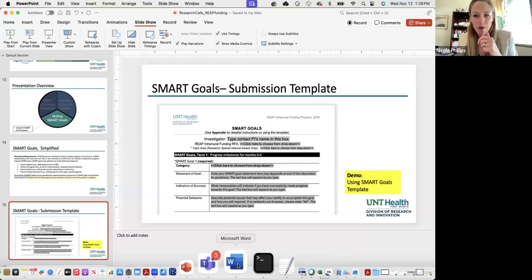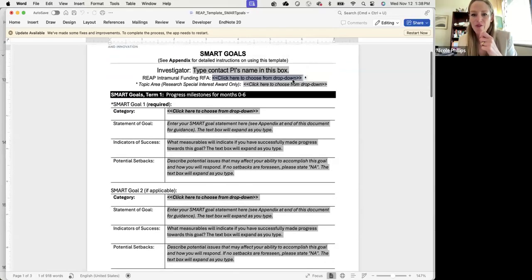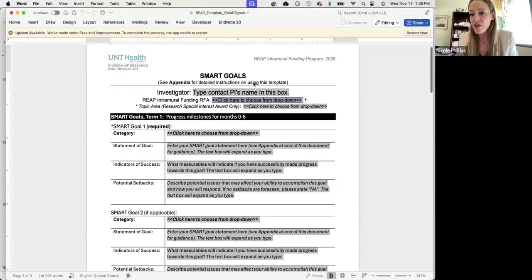Where did my Word document go? Here we go. Okay. Are y'all seeing the template? Okay, perfect. So this is all fillable.